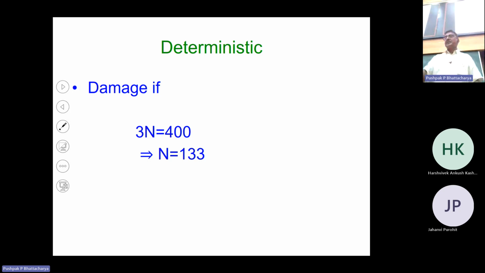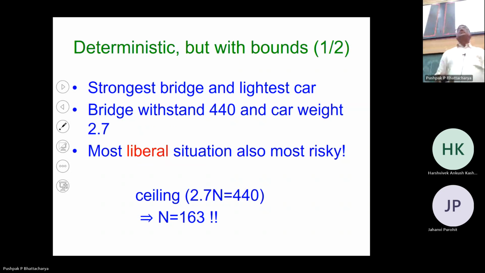So this equation is a deterministic equation: 3n equals 400, n times the mean equals the mean tolerance of the bridge. Intuitive. The only thing is that it is not considering the spread. And if you do not consider the spread, what can happen? Let's see. So this was a point-wise deterministic approach, but now deterministic with bounds.